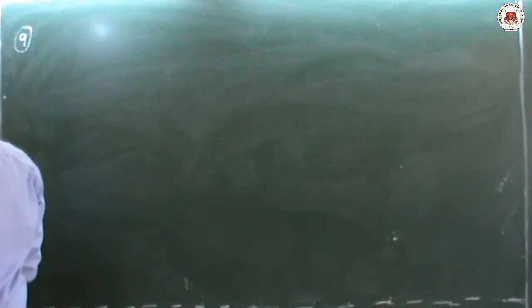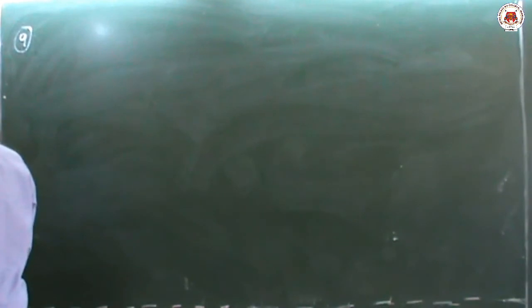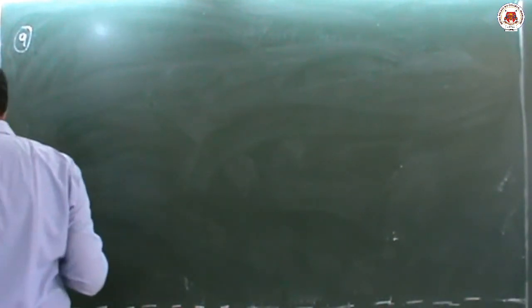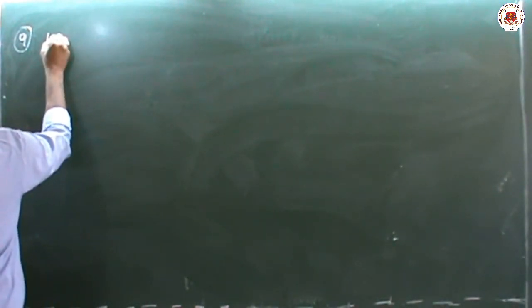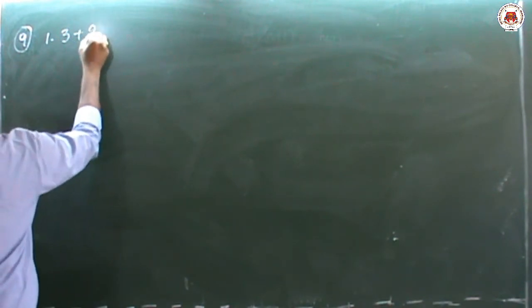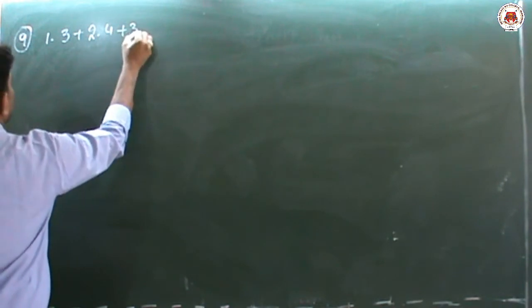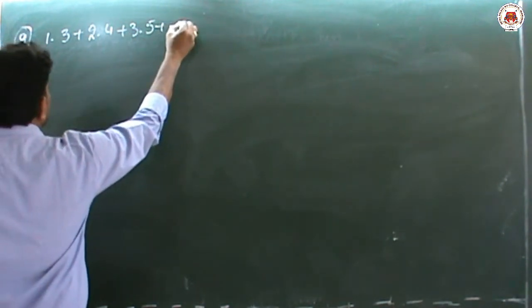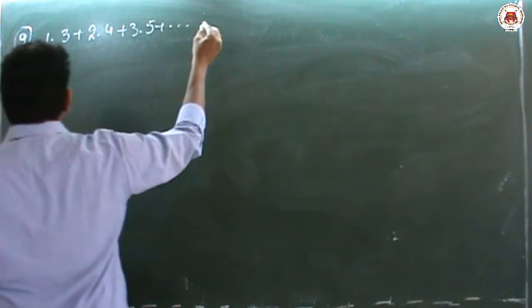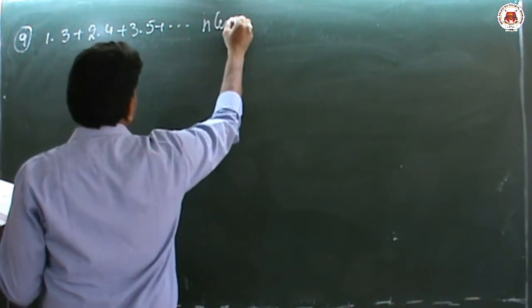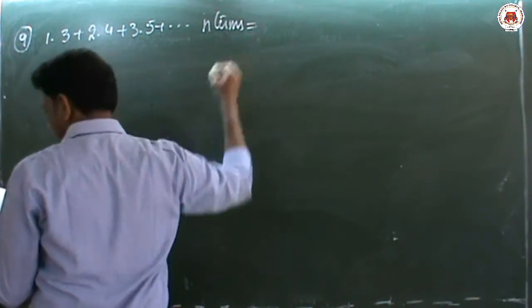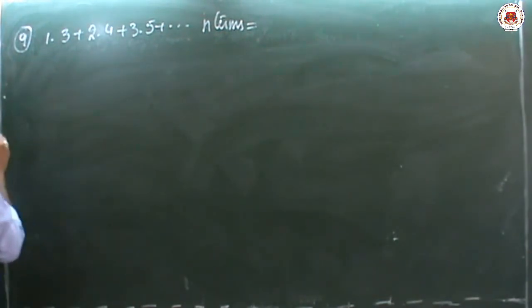Next one is: 1 into 3 plus 2 into 4 plus 3 into 5 plus, and so on up to n terms, equal. Then what are the options?